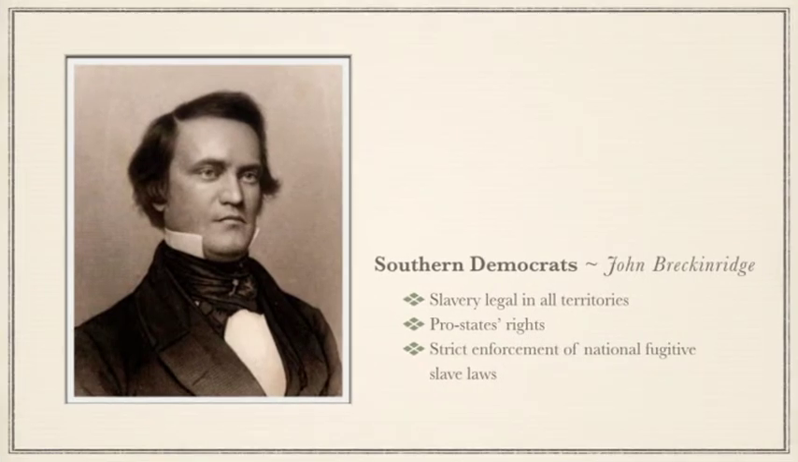Southern Democrats were energetically pro-slavery, pro-states' rights, and favored strict national enforcement of the fugitive slave laws. Their candidate, John Breckinridge, eventually became a general in the Confederate Army. California's ruling Democratic clique, Gwynn's Chivalry, was aligned with this bloc from the Deep South.